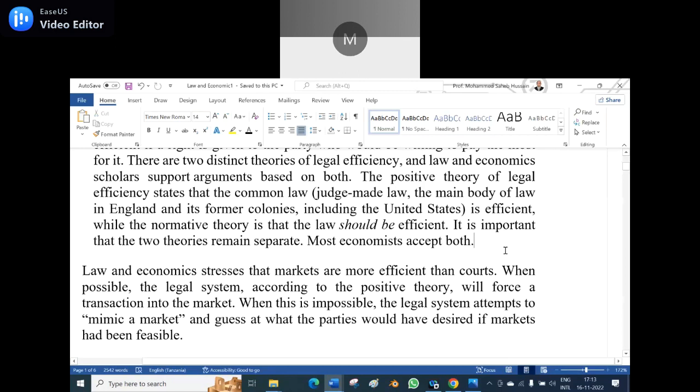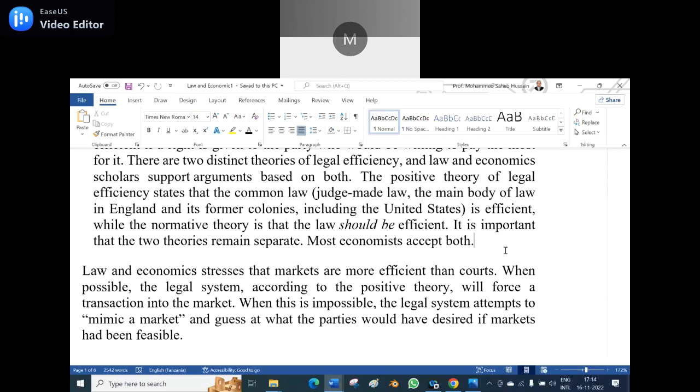Markets are more efficient and smarter than the court because money is an important factor. So, when possible, the legal system, according to the positive theory, and we discuss what is the positive theory. What is the positive theory? You can see on the screen also. Can you read what the positive theory is, which is there on the screen?